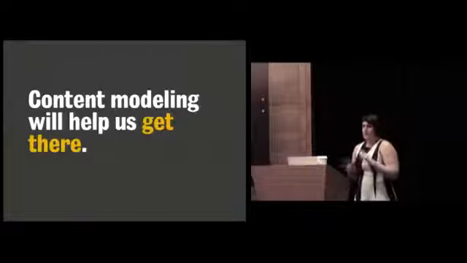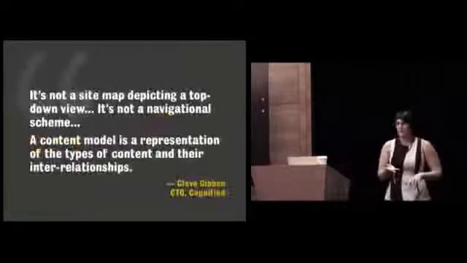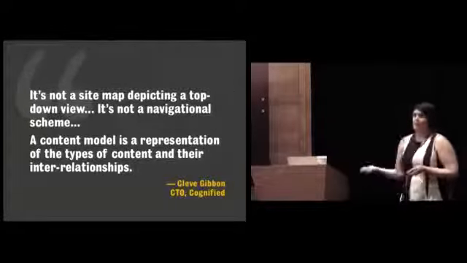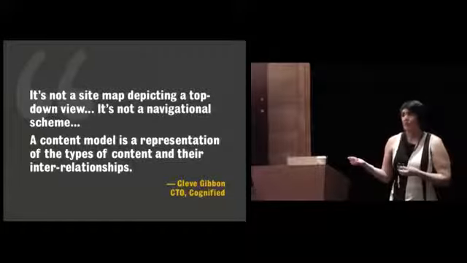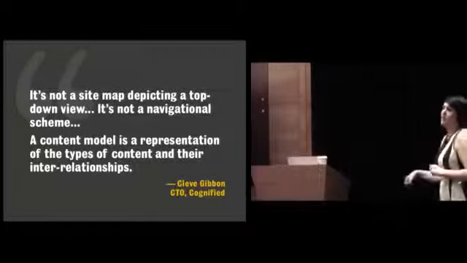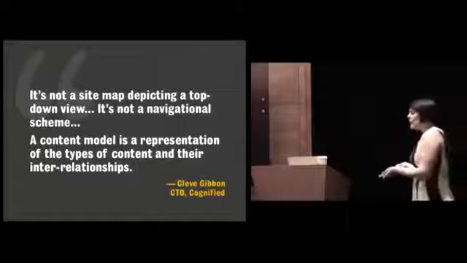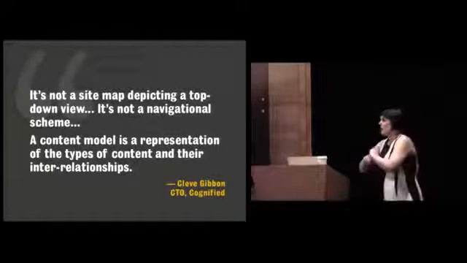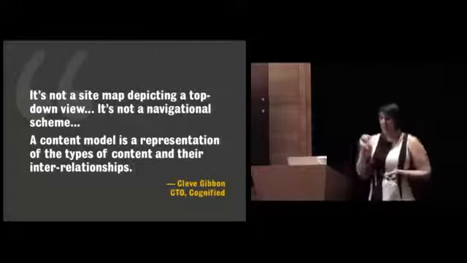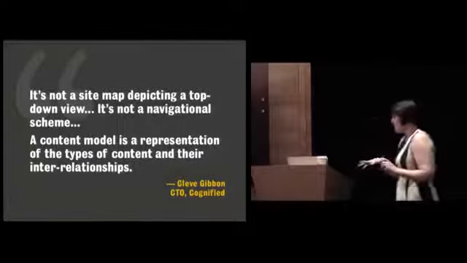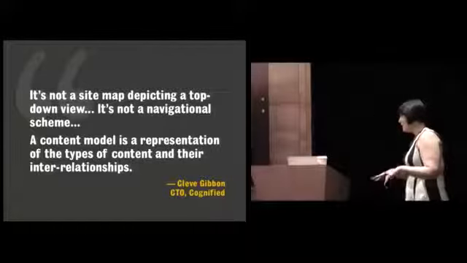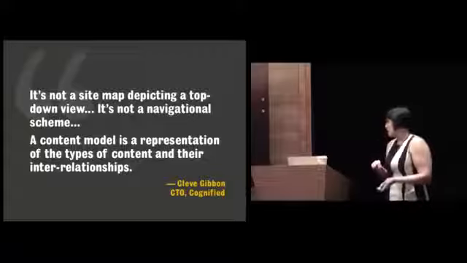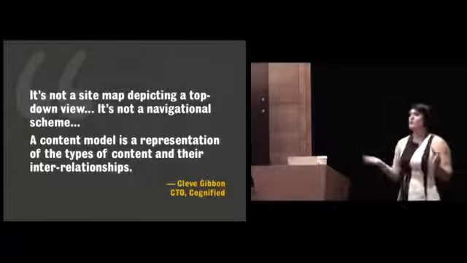So a little bit of definitional stuff here, to make sure everybody's on the same page about content modeling. This is a definition from a fellow named Cleve Gibbon. Cleve is a technologist, so he's definitely on the technical side, and he works with content strategists a lot. He works quite a lot on huge CMS projects, and he writes quite a bit about content modeling and structured content in general. He talks about it this way. He says it's not a sitemap depicting a top-down view, and it's not a navigation scheme. A content model is a representation of the types of content and their interrelationships.